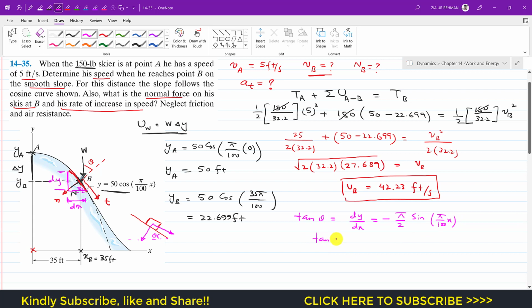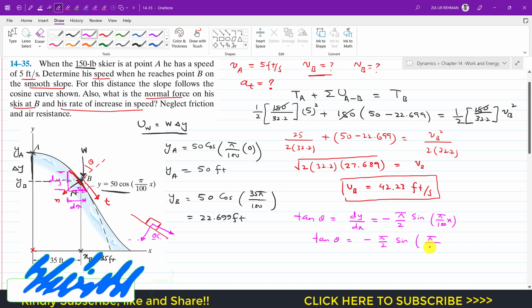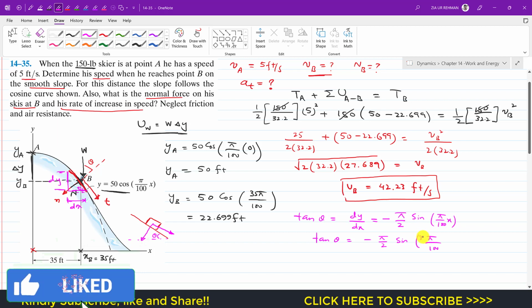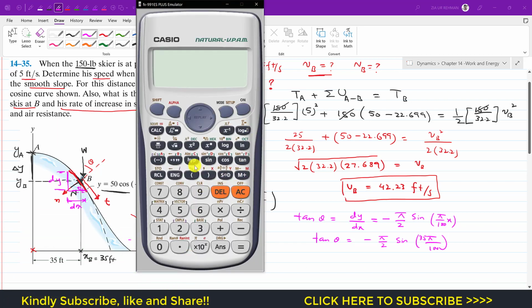So tan theta is minus pi divided by 2 sine of pi divided by 100, and x is 35, so we can write 35 pi divided by 100. So this is minus pi divided by 2 sine of 35 pi divided by 100. And remember that the calculator is in radians, since this angle is in radians. So this is minus 1.399.